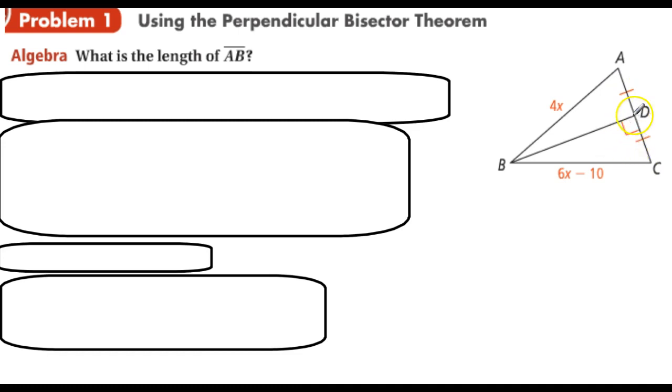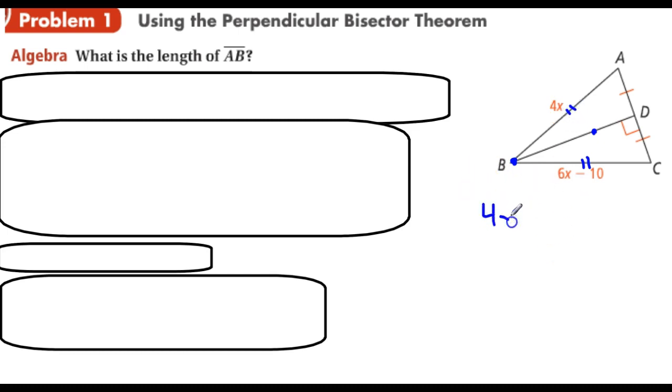So because of that, I know that any point I pick and put onto BD, like if I put a point right here, this point is the same distance away from A as it is from C. And it just so happens, since this is a triangle, I know that the vertex B is the same distance away from A as it is from C. So this, BC, must equal BA.